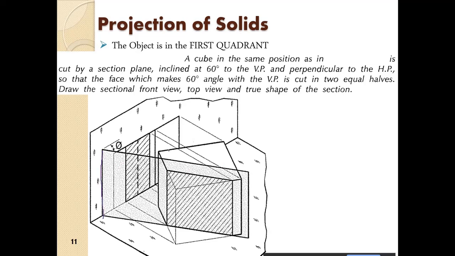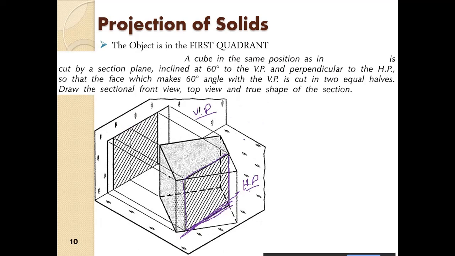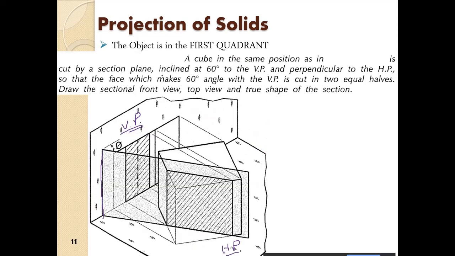Now we have a plane here which is inclined at some angle to the VP, and it is perpendicular to the HP. A cube is in the same position as in the above problem. It is cut by a section plane inclined at 60 degrees to the VP and perpendicular to the HP, so that the face which makes 60 degrees with the VP is cut into two equal halves.